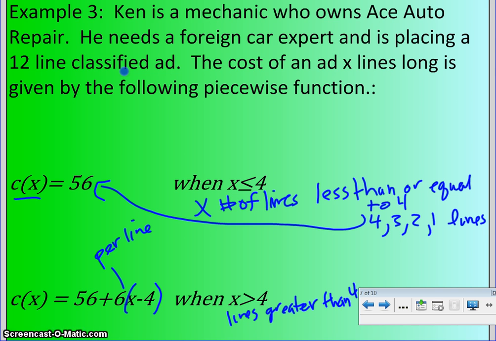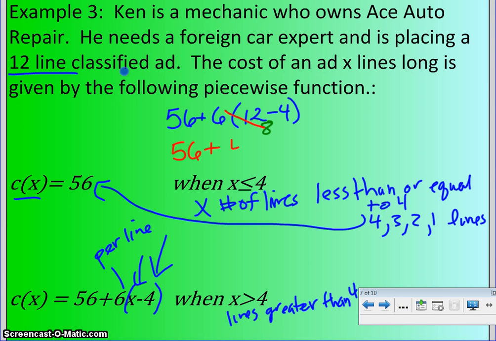Now it says here that we're looking at a 12-line classified ad, so we know we're going to use this bottom function. So I'm going to plug it in up above here. I have $56 plus 6 times, well, X is 12 because it's 12 lines, minus 4. So when we take the 12 minus 4, we get 8. And so now we have 56 plus 6 times 8, which is 48, which gives us a total of $104 is the cost for this ad.